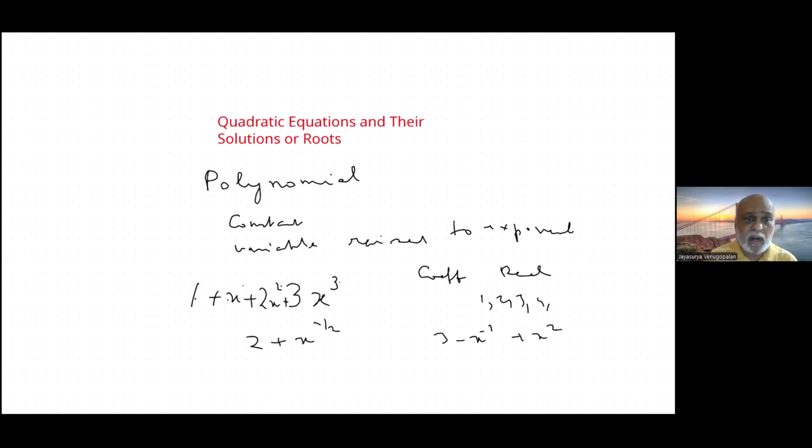Now let us go to a special class of polynomial, which is the quadratic expression. What is a quadratic expression or quadratic polynomial? A quadratic polynomial is one where the degree of the expression is 2. For example, 3x squared plus 2x plus 1 is a quadratic expression because the highest exponent of x here is 2. So the degree of this expression is 2, which is the highest exponent it has.